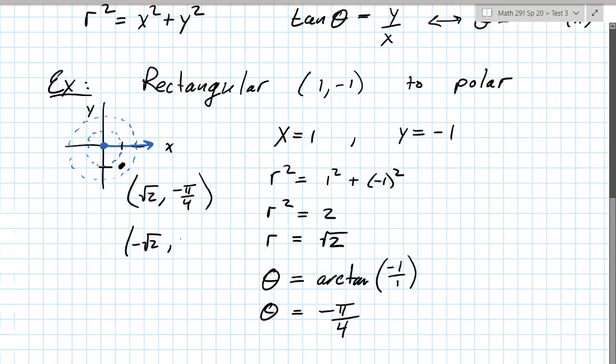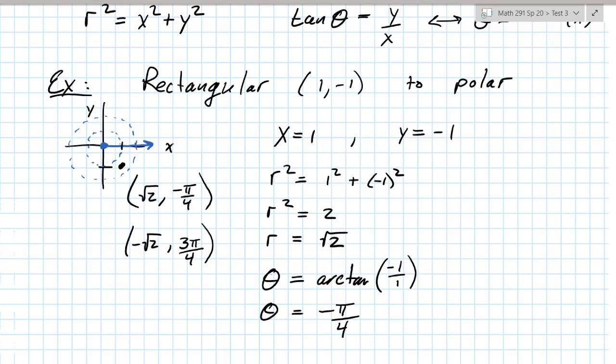We could also think of it as a radius of negative square root of 2 and an angle of 3 pi over 4. So we would move through the angle of 3 pi over 4. That puts us in the second quadrant. And then we would flip across because of the negative radius there.